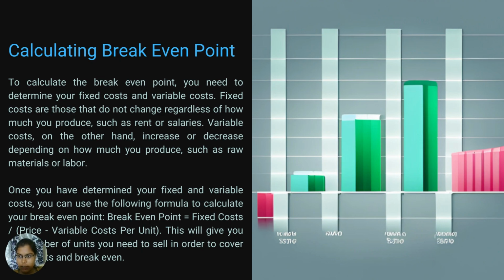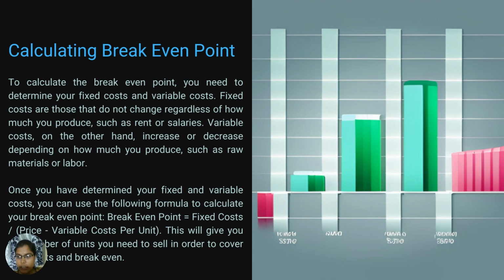Take your fixed cost, which are those pesky expenses that stay constant no matter what, and then divide them by the difference between your selling price per unit and the variable cost per unit. Voila, you've uncovered the magic formula to calculate the break-even point.